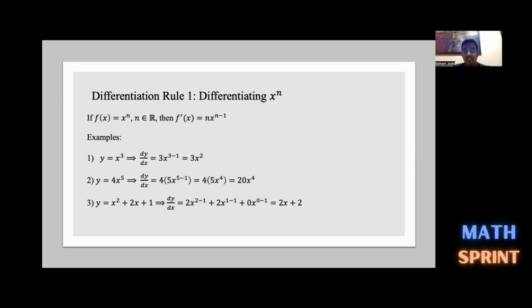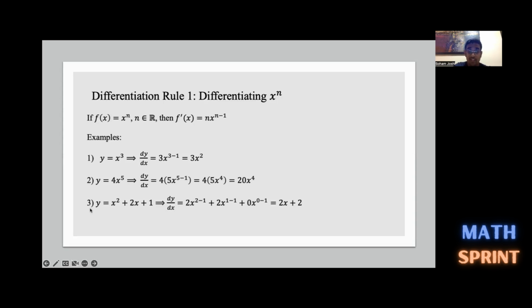The first rule is that the constant will remain unchanged. The function next to it will be differentiated. This means that if we take the 4 out and differentiate x to the power of 5, we have to multiply 5 and 4 to get 20. So therefore, the derivative function is 20x to the power of 4.